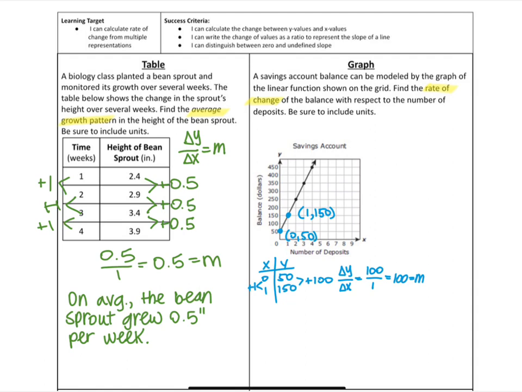Let's look at what it would look like if we were to do rise over run, because when we see a graph, we can do rise over run. I'm going to go up, but I'm going to note that I'm going up by 100. Then I'm going to go over. I'm counting by ones there, so that's just plus 1. Rise over run, so 100 over 1, which is still going to get us a slope of 100.